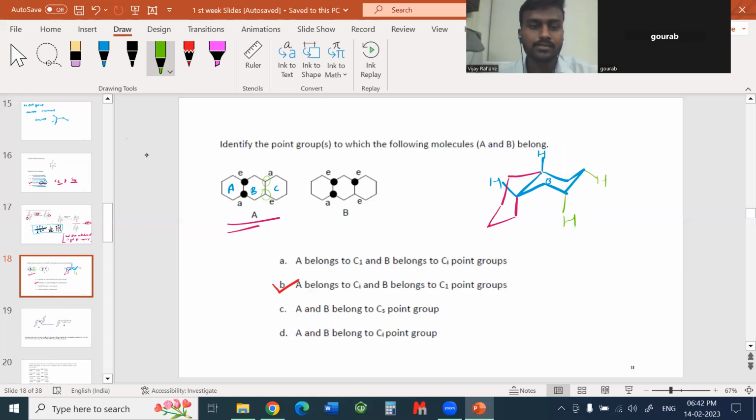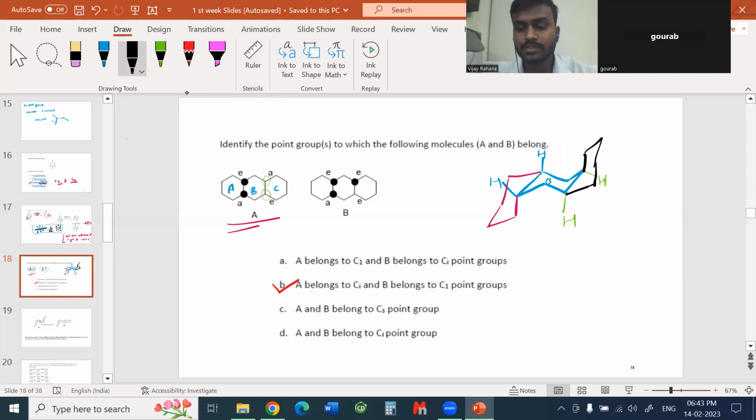Now the remaining carbon of this ring we need to draw. By default, the next carbon will be up. Here also the next carbon will be up. Sorry, when we are drawing, the boat should look like a boat. It should not look like a different shape. Then only can we visualize which symmetry element is present in this molecule.